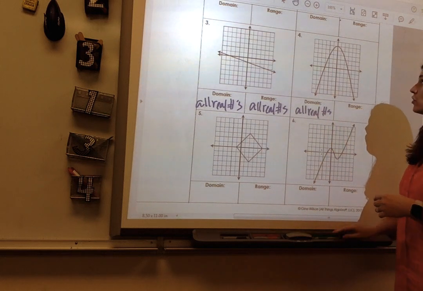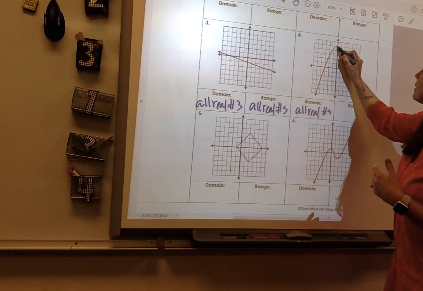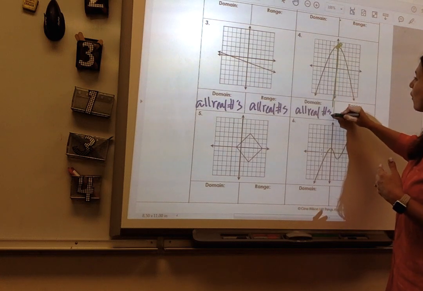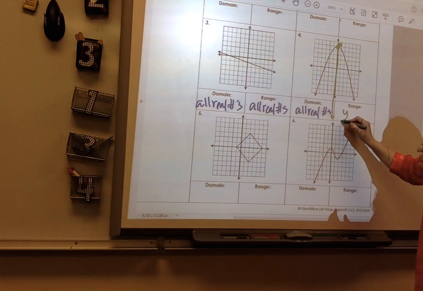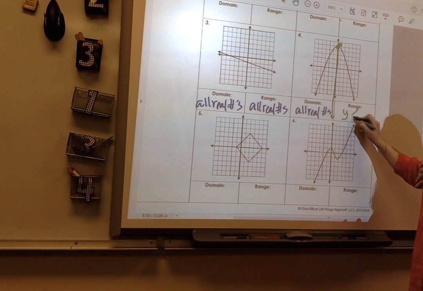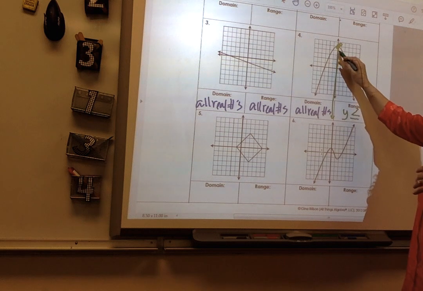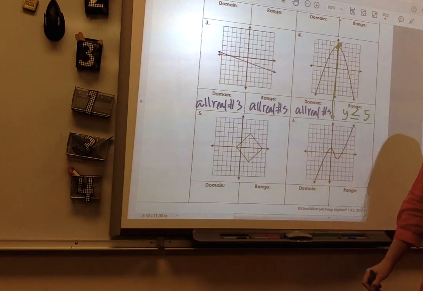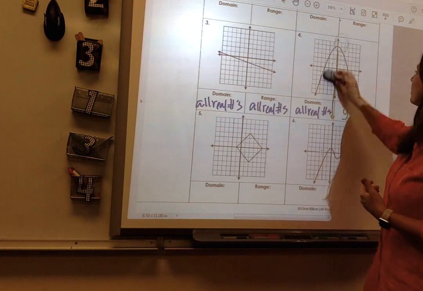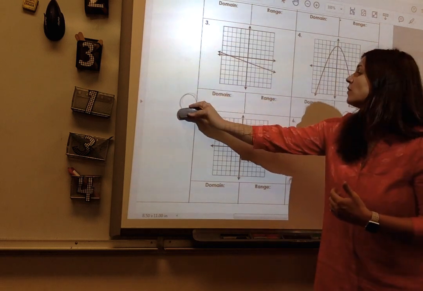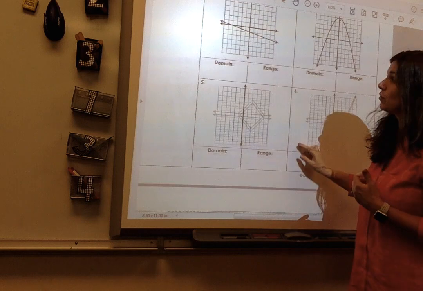And let's look at my range. If it goes up and down, it stops at a certain point, and then how far is it going to go down? It's going to go down forever. So I can say y is less than or equal to 5. Okay? And again, if you're not getting these and you have questions, please come and see me in tutoring.